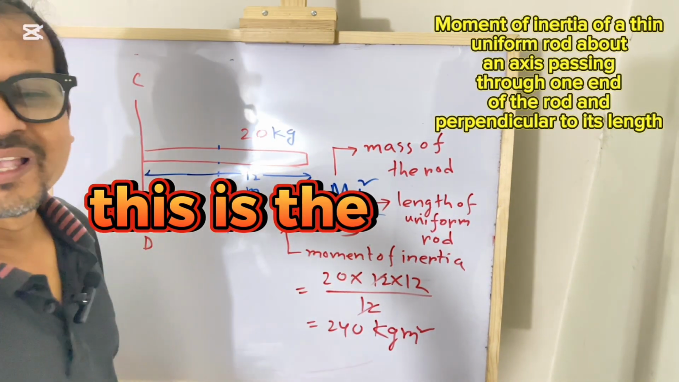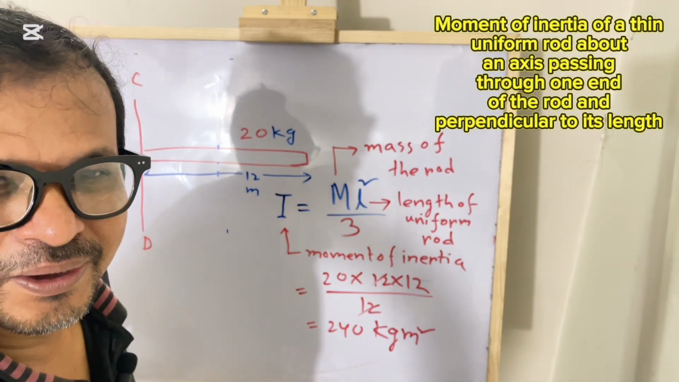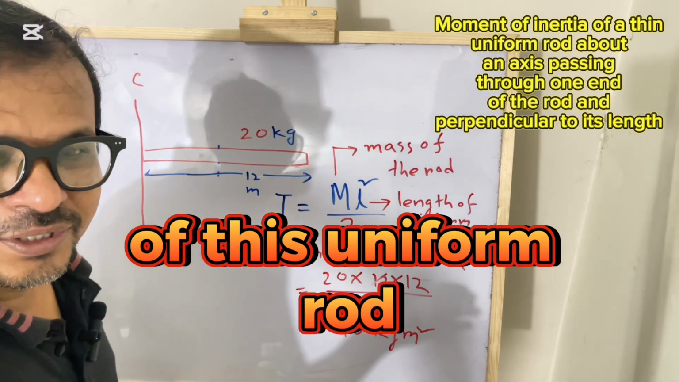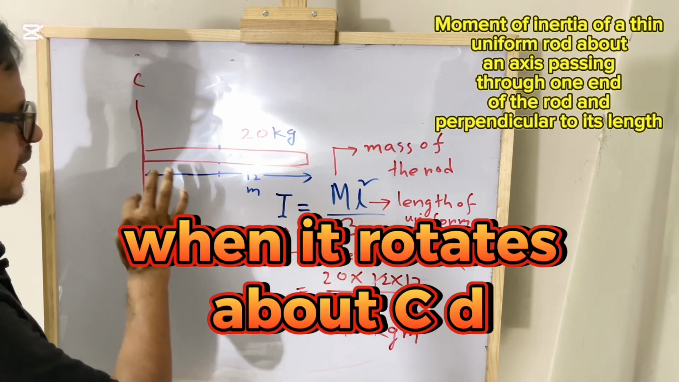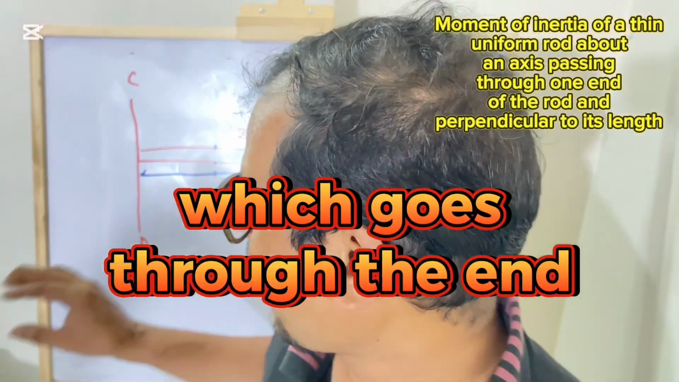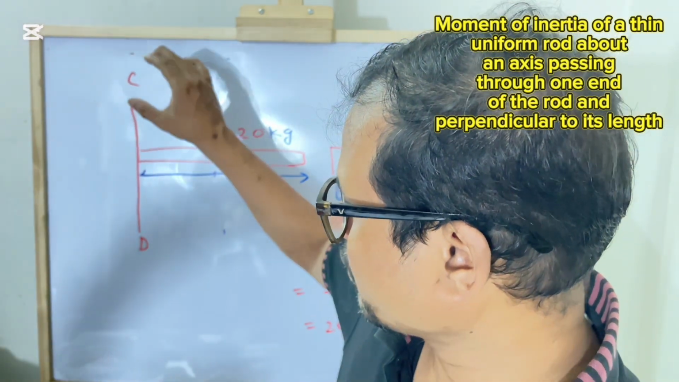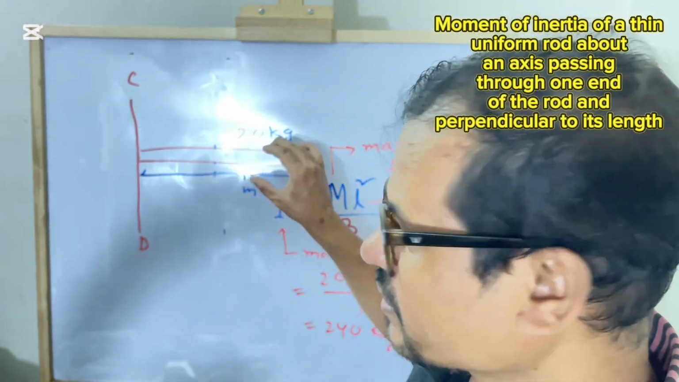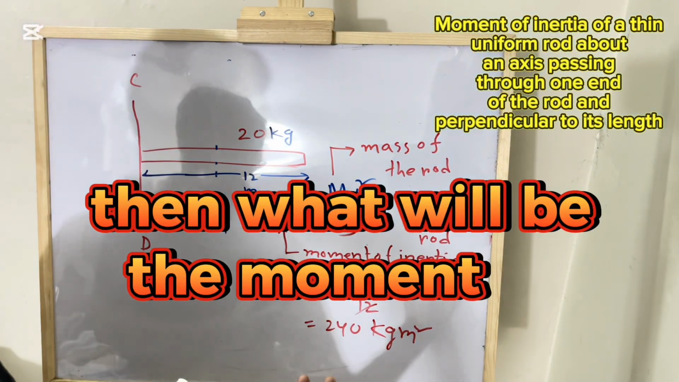This is the formula of the moment of inertia of this uniform rod when it rotates about CD, which goes through the end of this rod and is perpendicular to this bar. Remember this figure. Then what will be the moment of inertia?